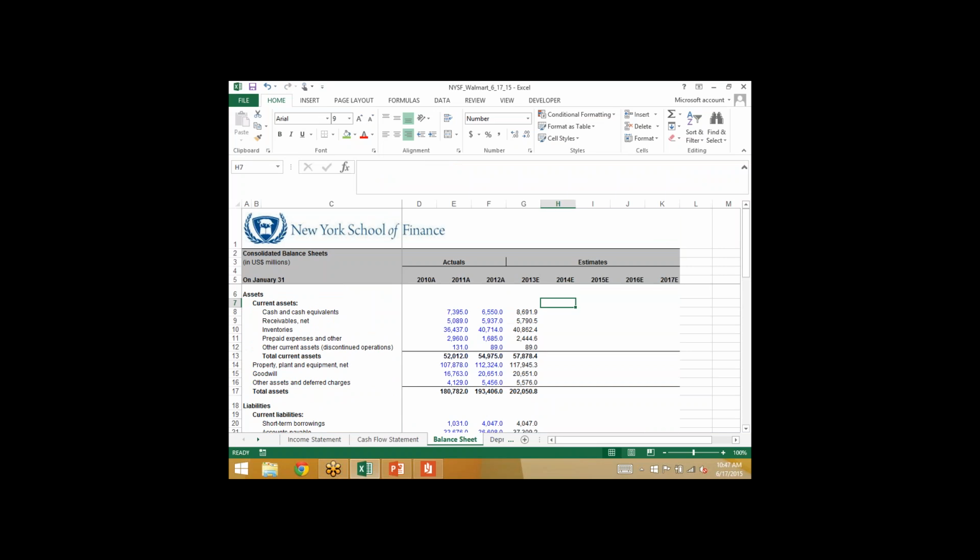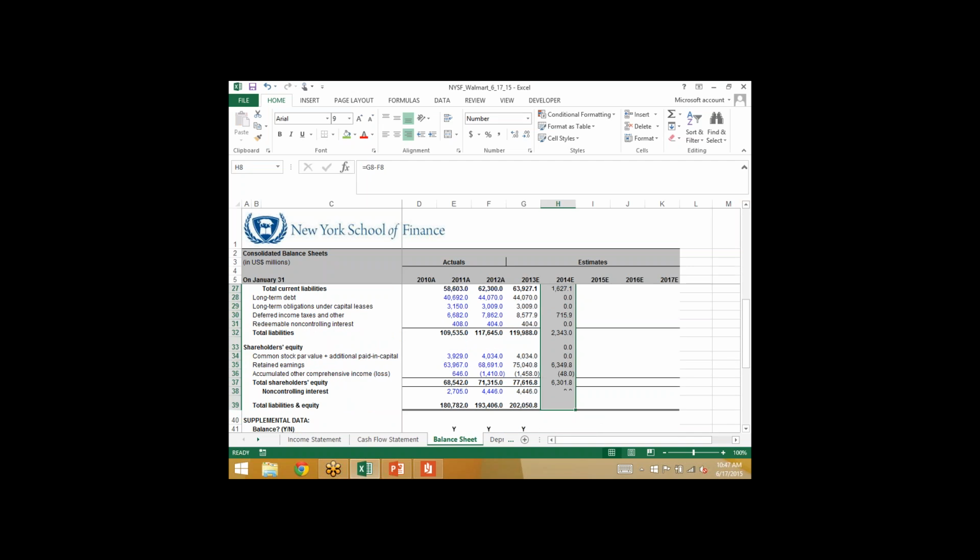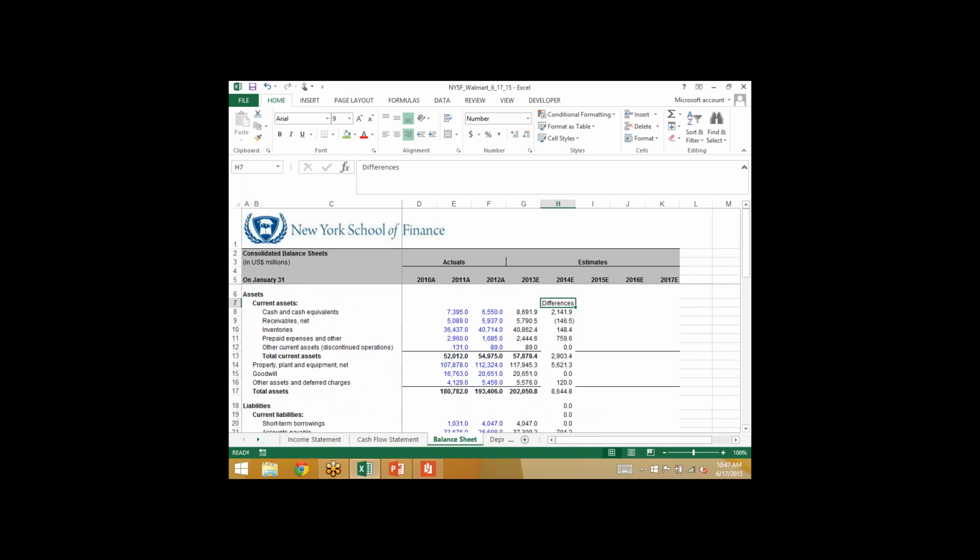And first of all, your historicals must be balancing. If your historicals are not balancing, then you've typed in something wrong, right? You've hard-coded improperly. Go to the first year that's not balancing, create a differences column. Differences. And subtract. Subtract 2013 from 2012. I don't care which way you subtract it. Subtract, copy all the way down. These differences from year to year should match cash flows.